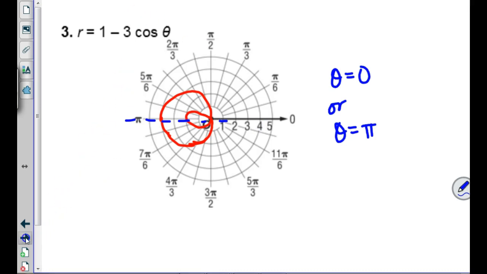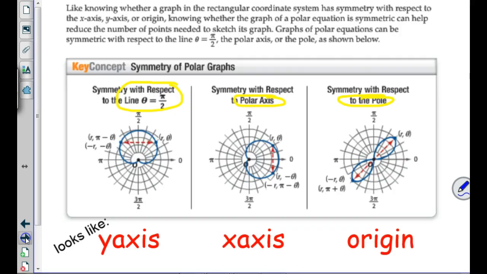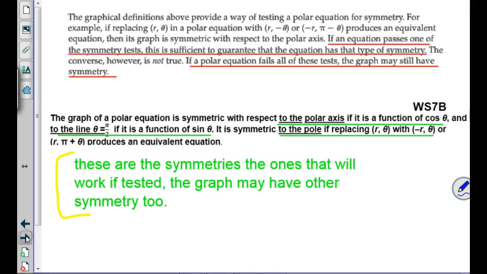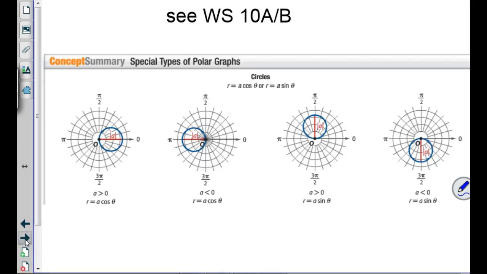All right. Please stick with me for just a second here, and then we'll let you go crazy on the calculator. So y-axis symmetry is called theta equals pi over 2 symmetry. X-axis symmetry is called polar axis symmetry. Origin symmetry is called symmetry to the pole, because the origin is called the pole. I am not going to quiz you on this. There are tests that prove this, and many, many things will have more than one kind of symmetry.